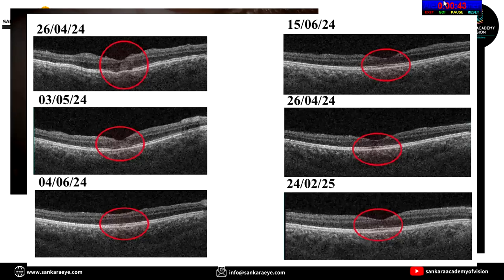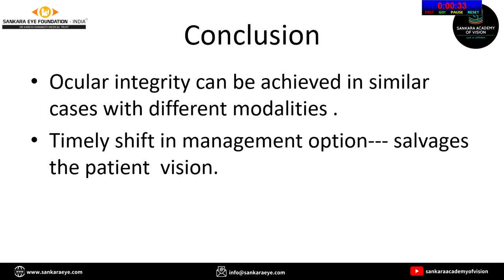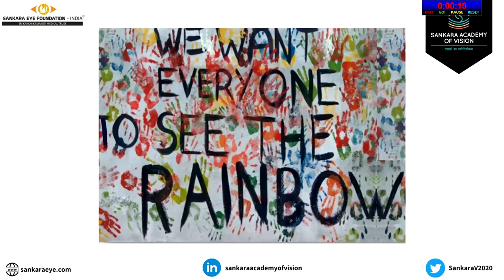So these are the serial OCTs from April 24 to February 25, where there is a gross improvement in the macular area. And finally, the patient got the vision of 6/9 and the pressures around 12 millimeters of mercury. And the ocular integrity can be achieved in similar cases, but with different modalities. And a timely shift in the management options can salvage the vision of the patients. Thank you. Jai Jai Shankar, Har Har Shankar.